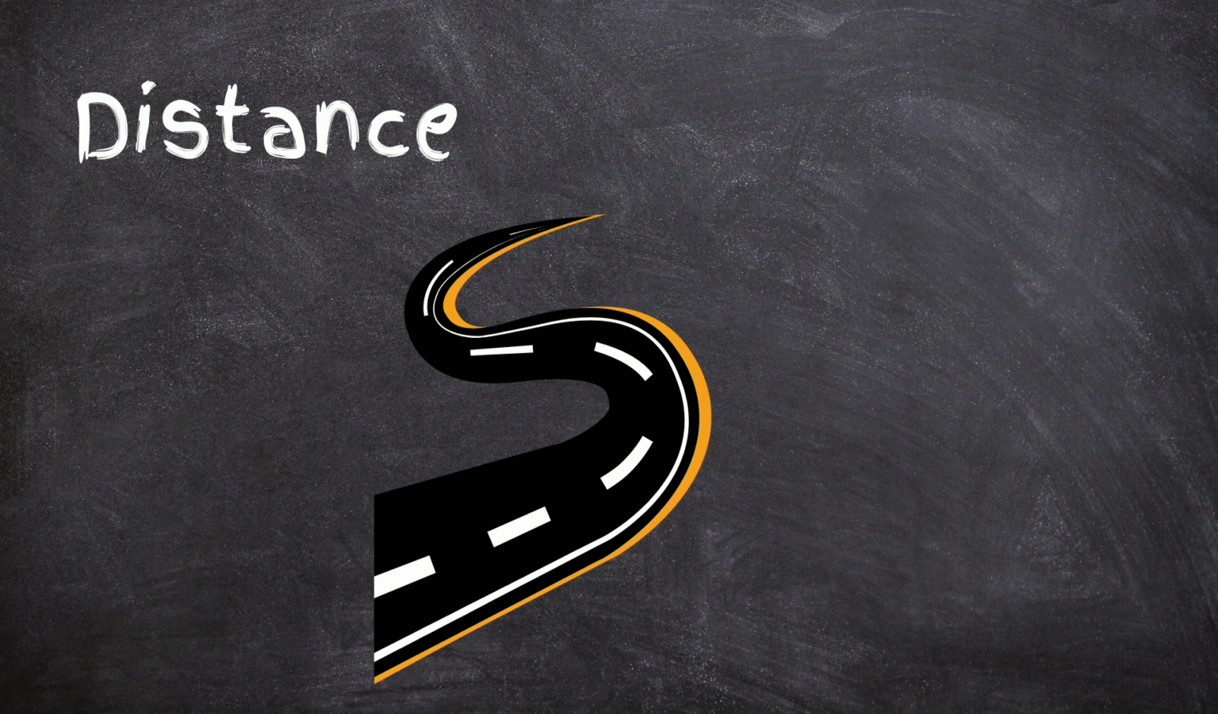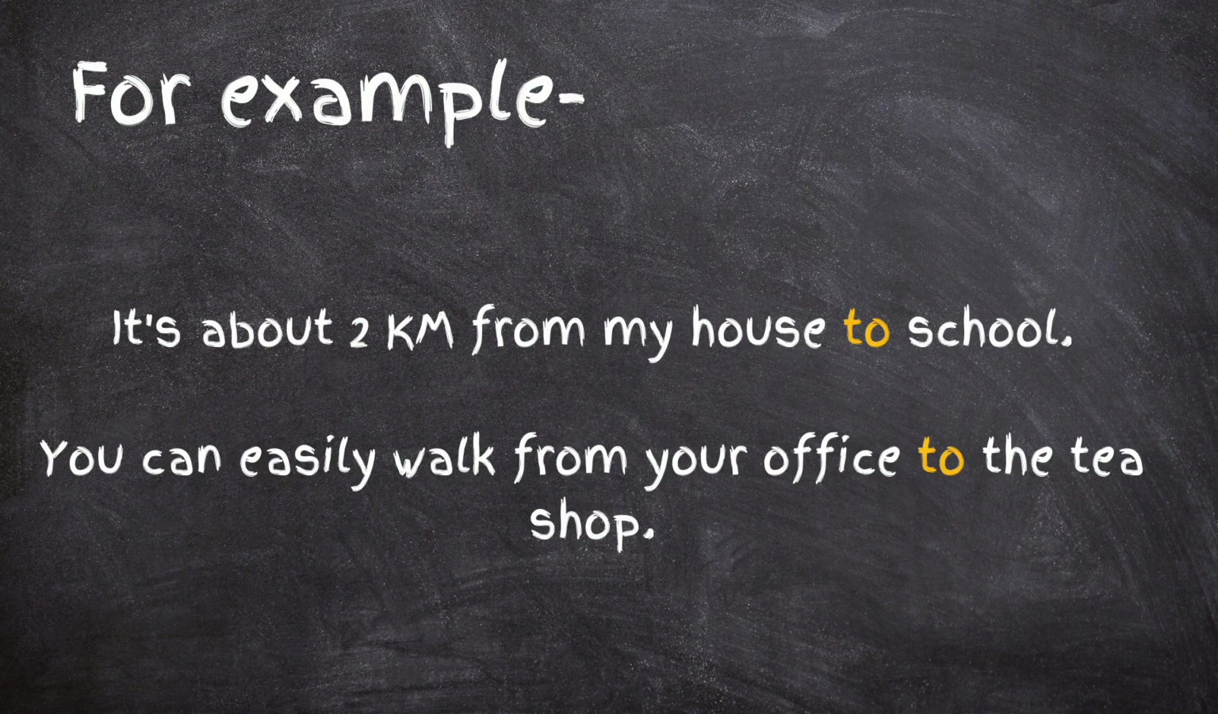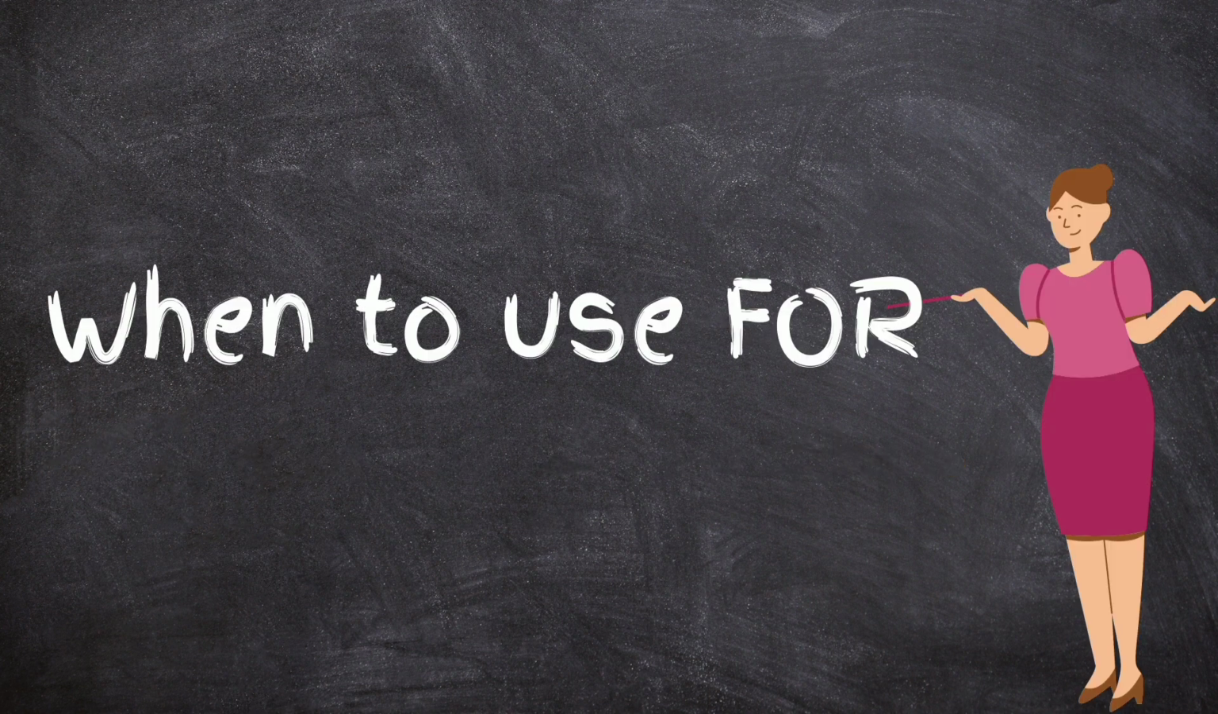Next we have distance. We use "to" when we talk about distance. For example, it's about 2 kilometers from my house to school. You can easily walk from your office to the tea shop. Let's move ahead and see the use of "for".